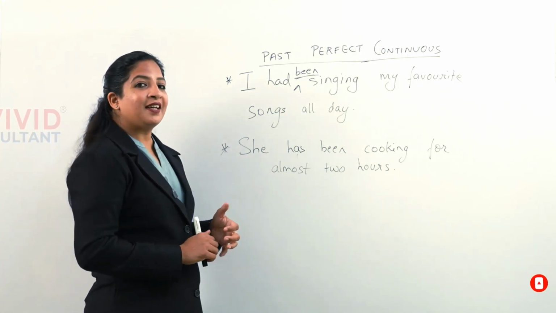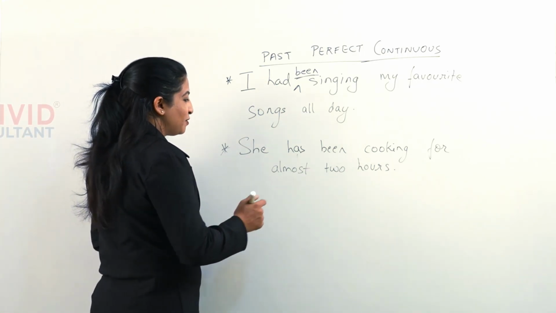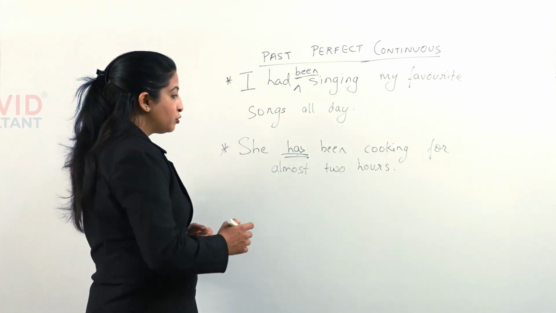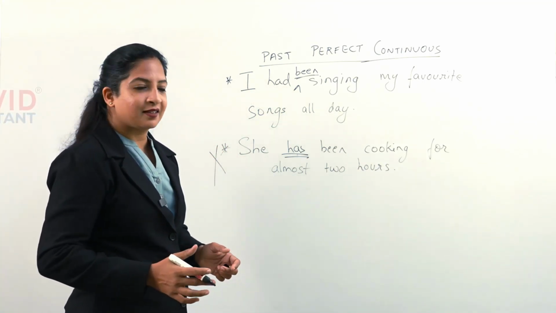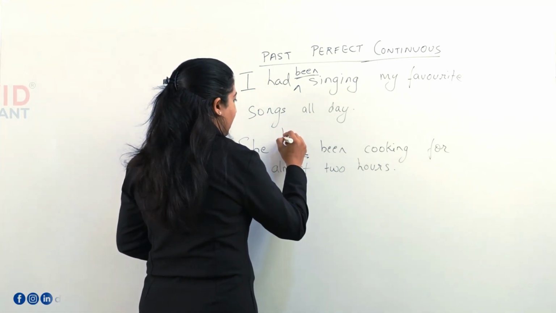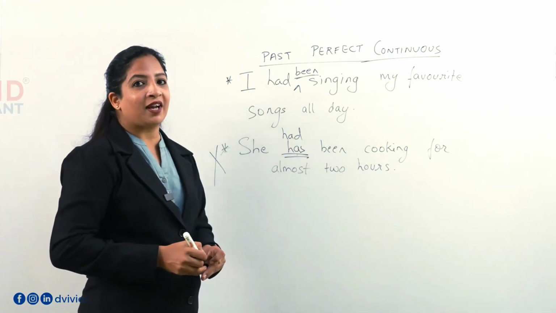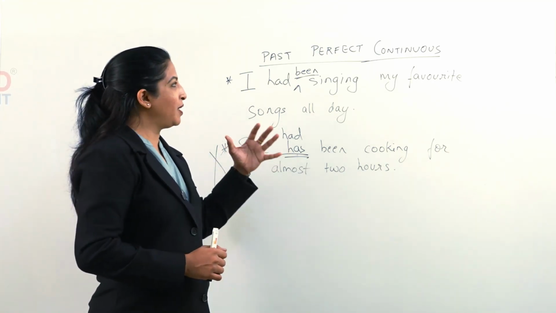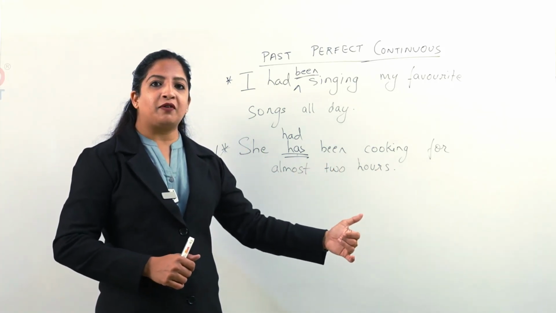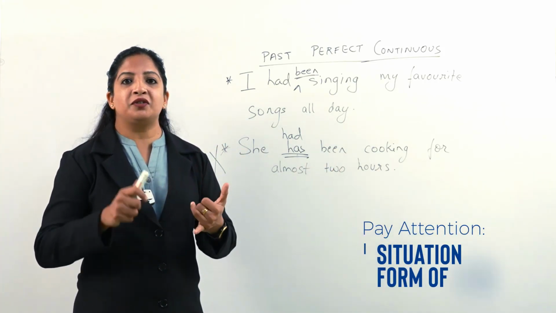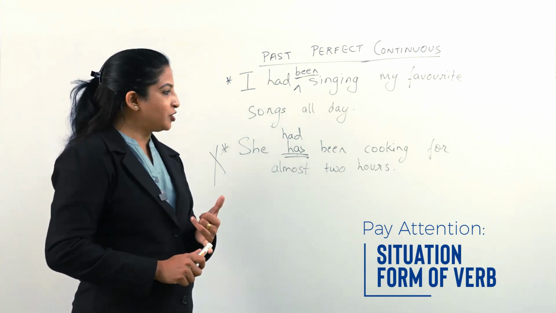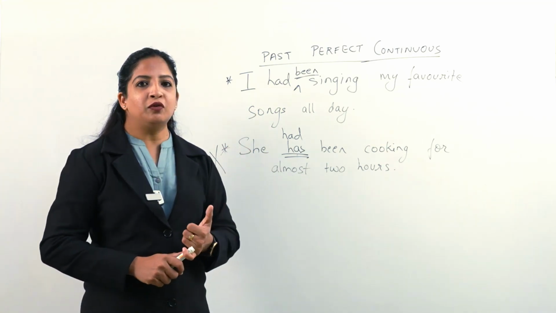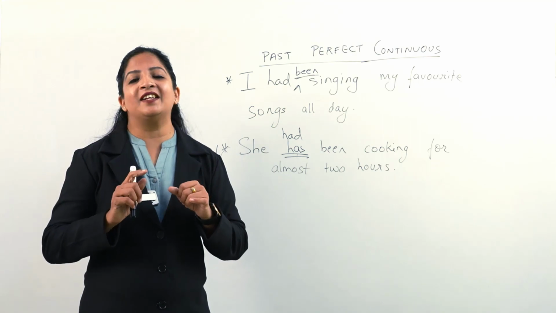Okay, what is the error over here? Yes, I have written has instead of had, and this is present and not past. So this is a big mess that I have made. Here I'll be writing had to rectify my errors. So guys, whenever you are making a sentence of past perfect continuous tense, pay attention to the situation and to the form of the verb that you are picking. This will help you spot your errors and rectify them.